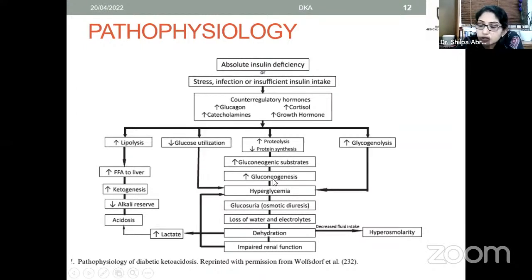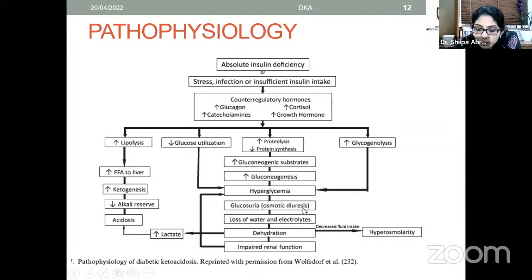So that will again lead to increased gluconeogenic substrates, which are channeled to the gluconeogenic pathway. That will again lead to hyperglycemia. And glucose utilization in the peripheral tissues is impaired, again leading to hyperglycemia. Okay, so all these factors will lead to hyperglycemia. So when the glucose goes over the renal threshold, that's about 180 to 200, what happens? The glucose starts appearing in urine.